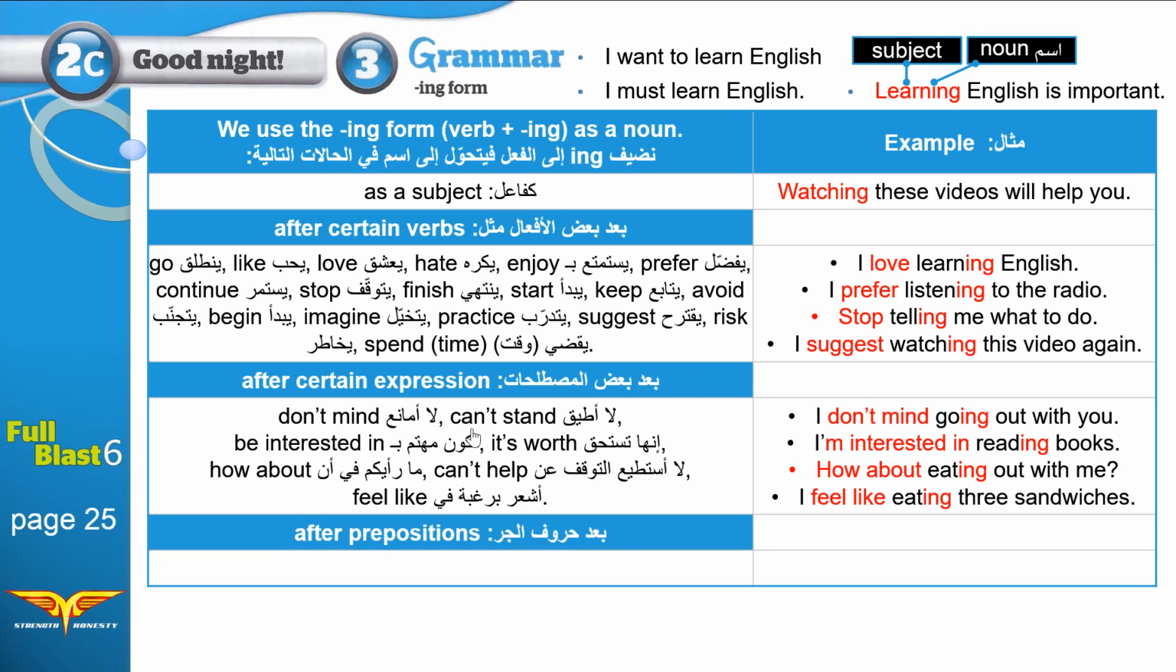I can't stand. When you can't stand something, you hate it a lot. I can't stand playing soccer. That means I hate soccer. Be interested in. Like when you say, I am interested in reading books. That means you like doing that. It's worth. When something is worth doing, like, I want you to visit this museum. Do you know why? Because this museum is worth visiting. That means you will never regret visiting this museum. You will like it.